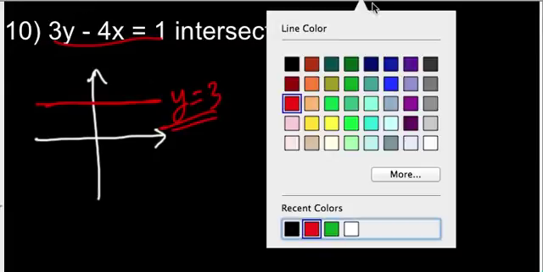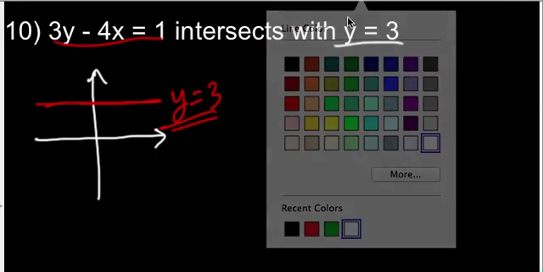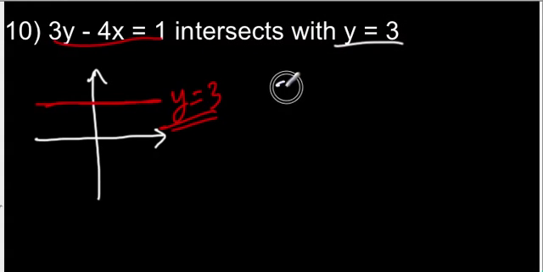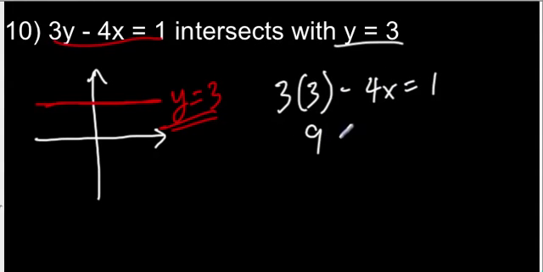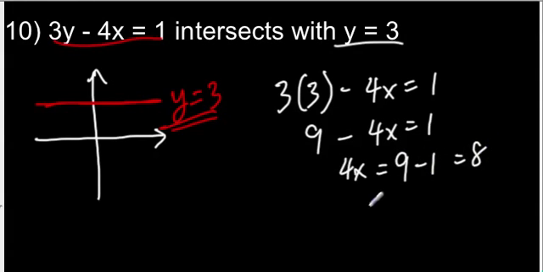We literally just have to plug things in, which makes our life so much easier. So we have 3 times 3 minus 4x equals 1. So we have 9 minus 4x equals 1. 4x is equal to 9 minus 1, which is equal to 8. So x is equal to 8 divided by 4, which is equal to 2.